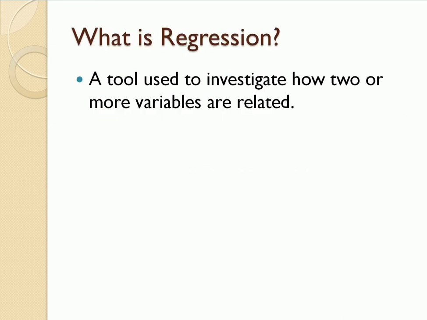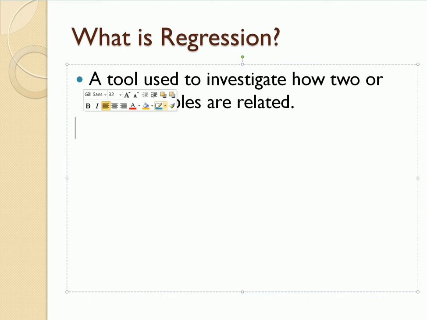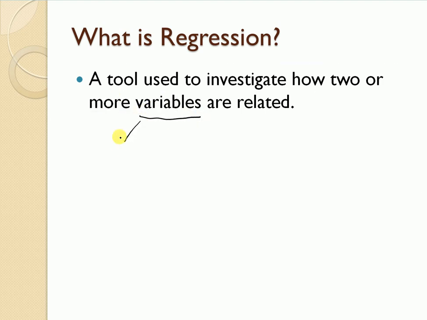What is regression? Regression is a tool used to investigate how two or more variables are related. Now, in research, a variable is a characteristic which can be measured and whose value changes in terms of quantity or quality. And a variable can either be an independent variable or a dependent variable. An independent variable is a variable that the researcher manipulates or changes and whose effects are measured and compared.